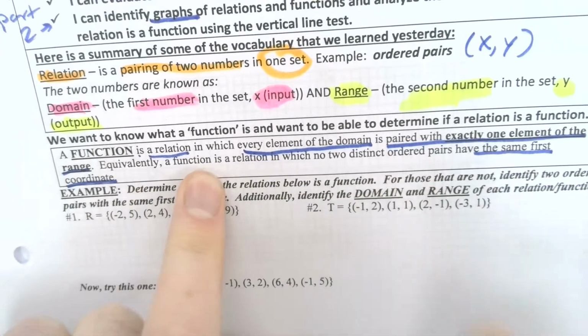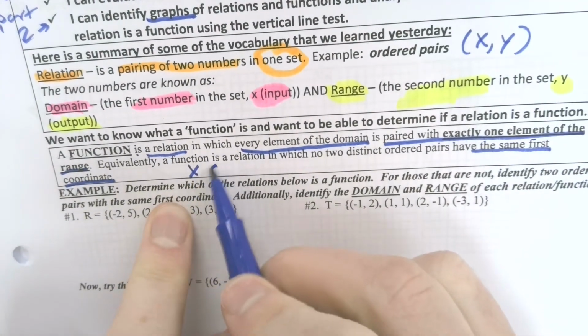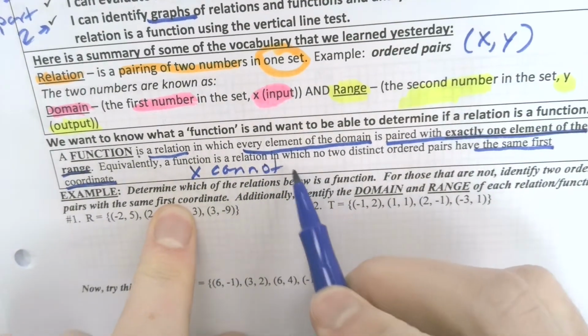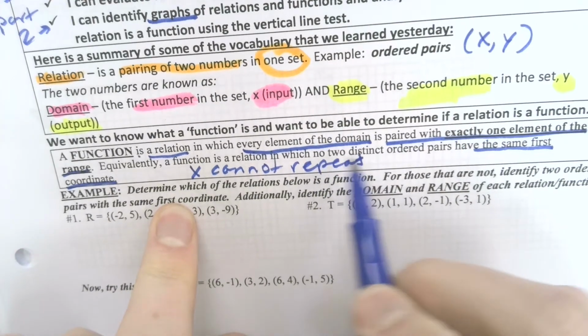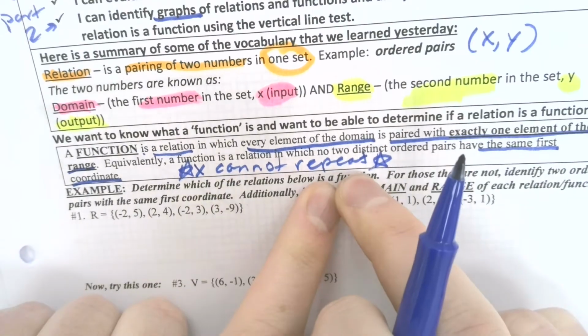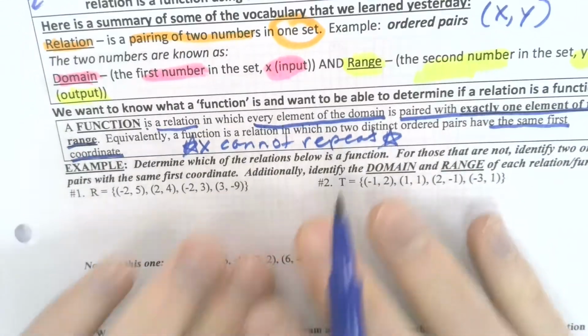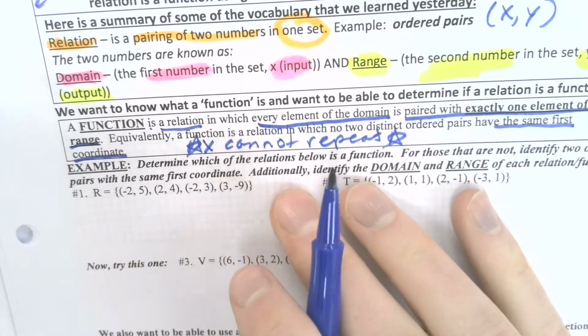So if this definition, every element of the domain goes to just one range, doesn't make sense, let me simplify it even more. X cannot repeat. It is as simple as that. X cannot repeat. If X repeats, you don't have a function. If your domain repeats, you do not have a function.